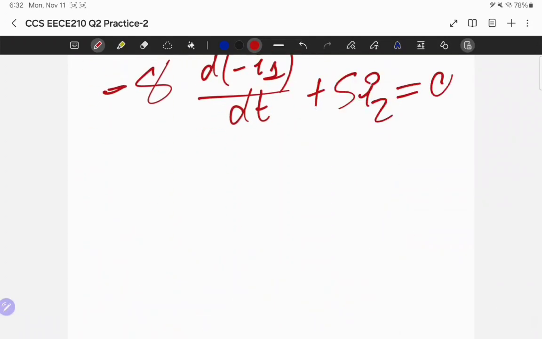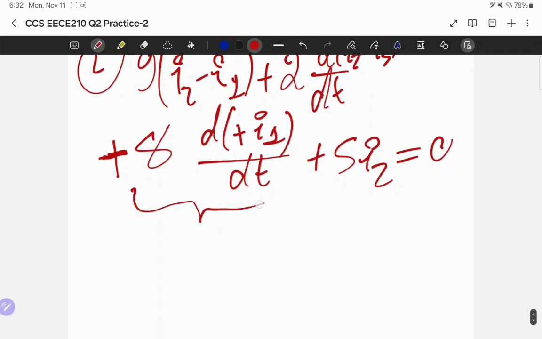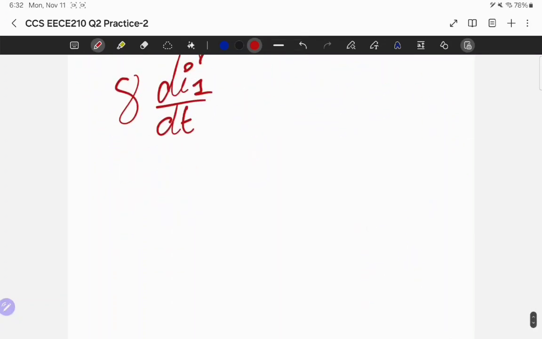I hope this second example makes it better for you. Now for cosmetic purposes, I invert the sign outside and inside, so that outside I get a plus. But if I get a plus outside, I invert the sign inside the derivative, so also plus. So all in all, the effect of the mutual coupling is 8 di1 by dt. Okay. This is for mesh 2.